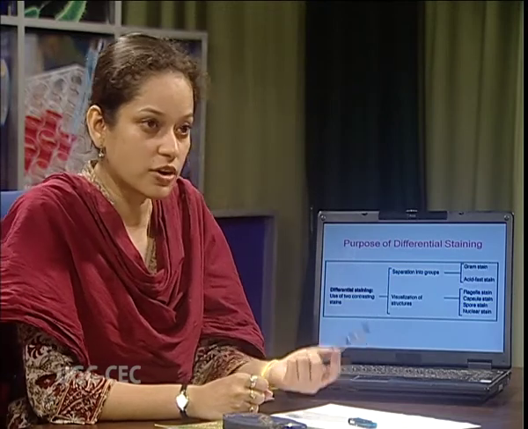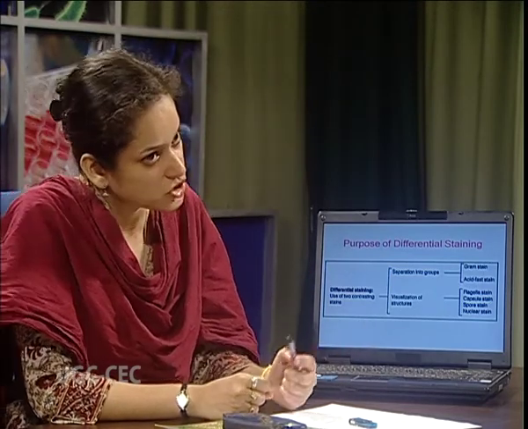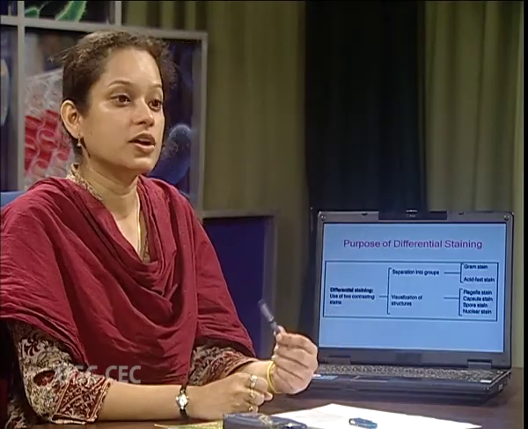One, it can be used to study the bacterial groups, or we can divide the wide spectrum of bacteria into groups based on differential staining. Like we can divide the bacteria into gram-positive or gram-negative bacteria based on gram staining. Again, gram staining is a differential staining. Similarly, with the help of acid-fast staining, we can divide the bacteria into acid-fast group and non-acid-fast group.